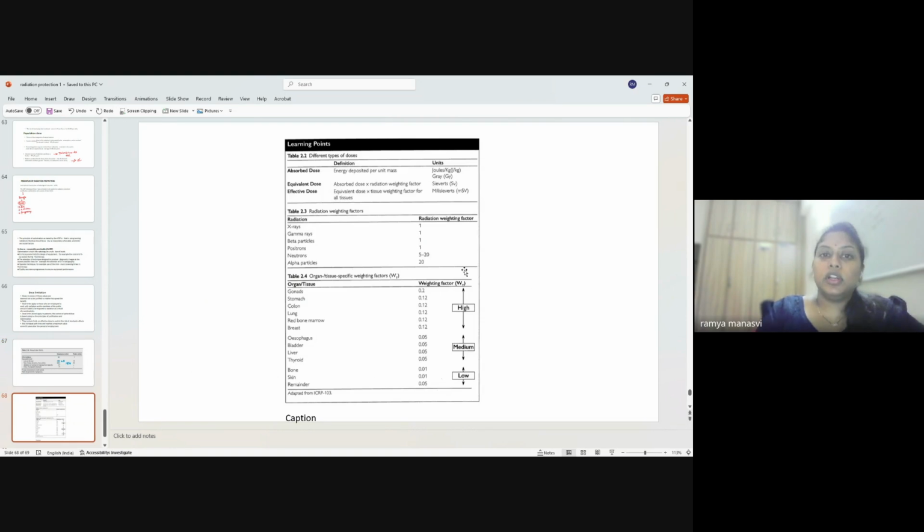So this is overall what we have discussed today, as complete learning points. There's a lot more to radiation protection that we need to cover. We'll do it in the next class.